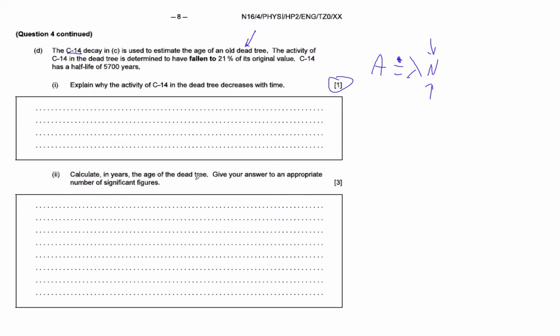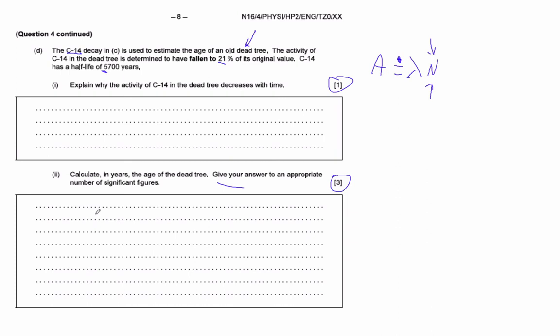Calculate in years the age of the dead tree. Give your answer to an appropriate number of sig figs. How many sig figs? We should have 2. There's 2 there, so our answer should have 2 sig figs. Let's make sure we do that, because one of the 3 marks is to give the correct sig figs.